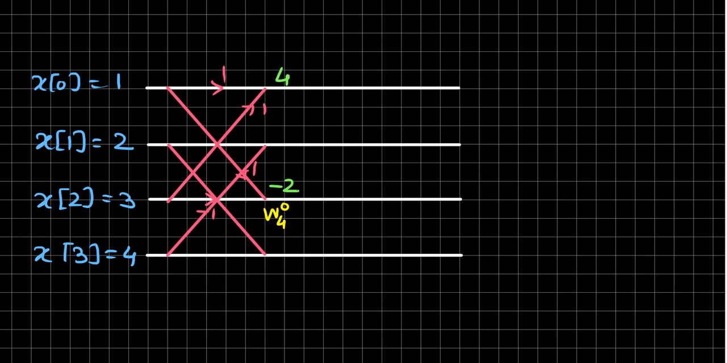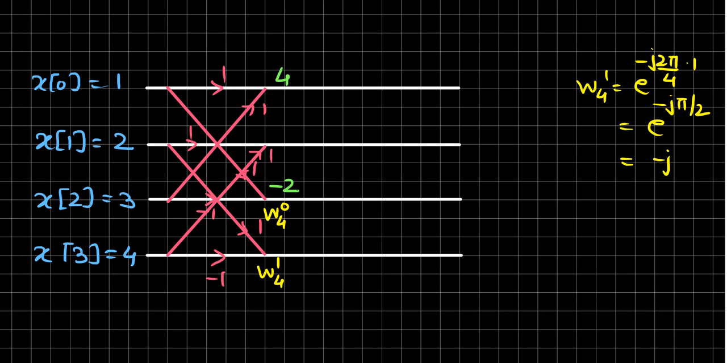So what we have here is scaling factor as 1, 1, 1 and minus 1, and the twiddle factor is W4 to the power 1, and this W4 to the power 1 can be calculated as e to the power minus j 2 pi by 4 into 1, so that comes out to be e to the power minus j pi by 2, which is equal to minus j. So this W4 to the power 1 is minus j.